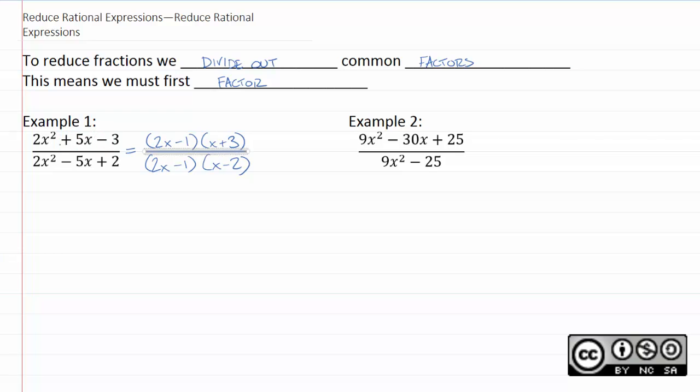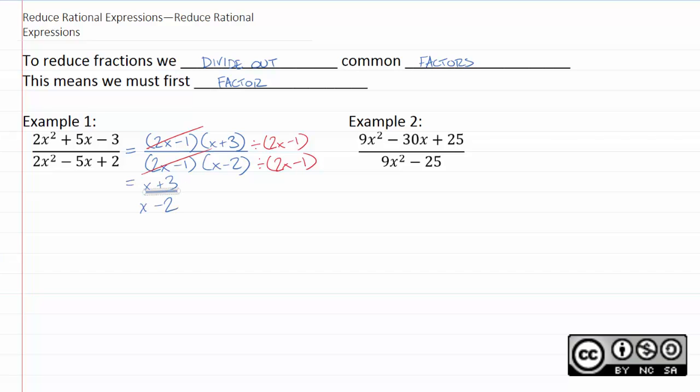And now that we have one term on the top and one term on the bottom, now we can divide out common factors. Technically, what we're doing is dividing the top by 2x minus 1 and dividing the bottom by 2x minus 1. You may find it quicker to just cross them out, but just make sure you know why we do that. This comes out then to x plus 3 over x minus 2.